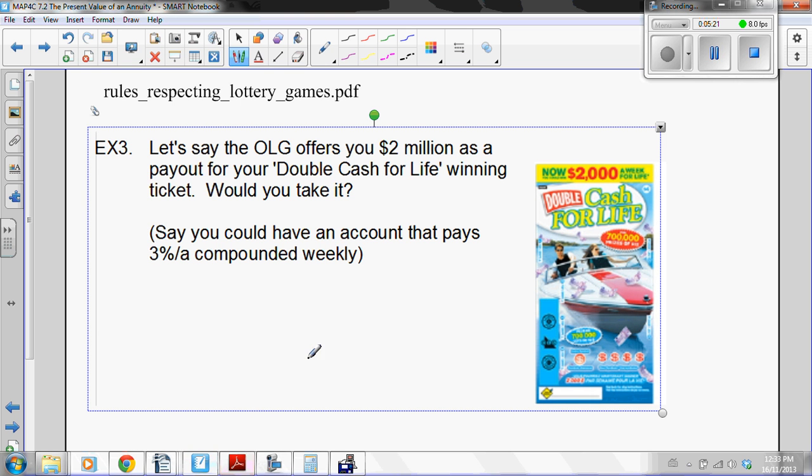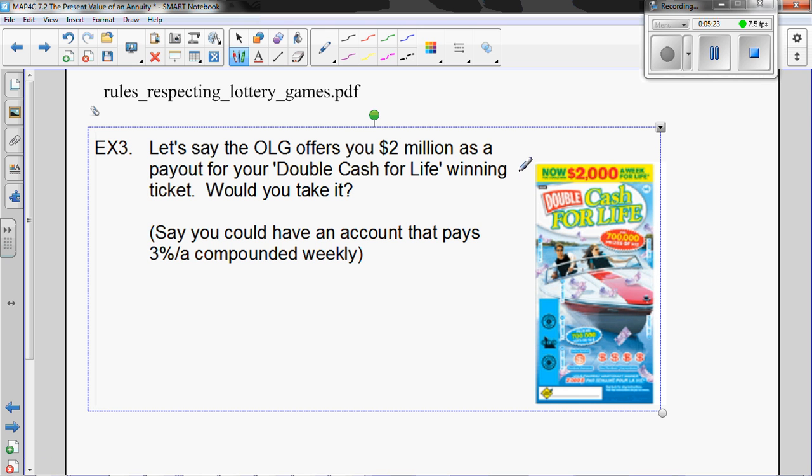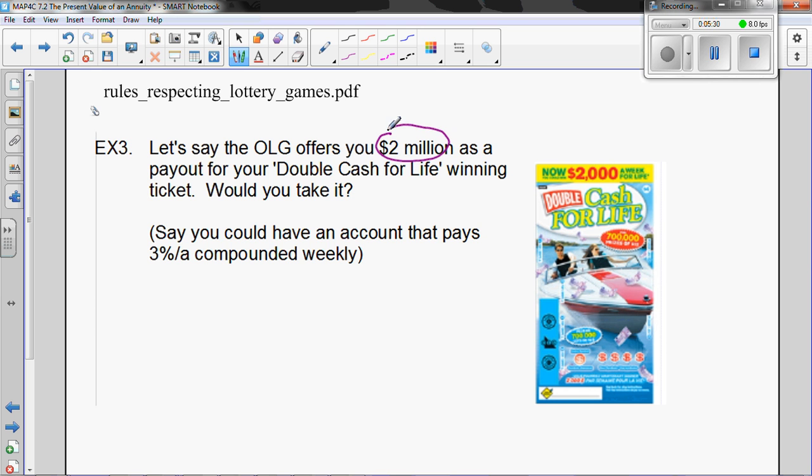Well, it kind of depends on how much cash they're offering, right? So if we go back to the note, they offer you $2 million. Are you going to take the $2 million? Notice that $2 million, that's the amount now, right? So would you take $2 million now, or the $2,000 a week forever, or for life, right? Well, we'd have to define what life means, but let's figure it out. Oops, the present value. That's what we're going to compare to the $2 million, right?